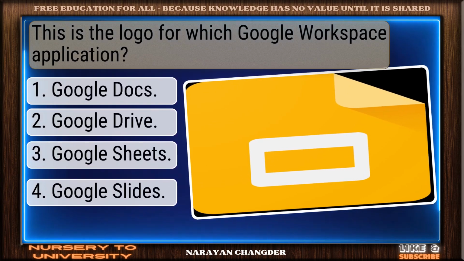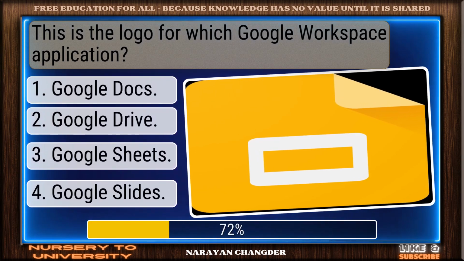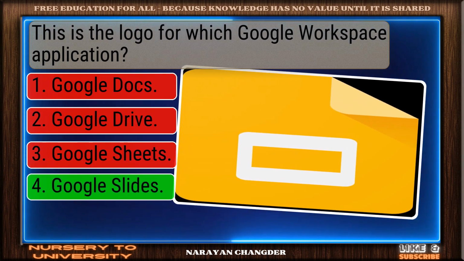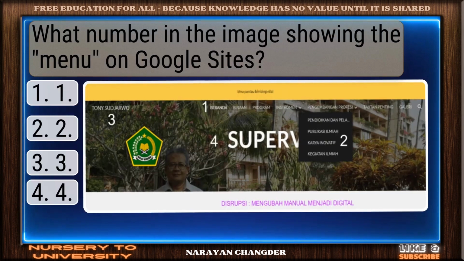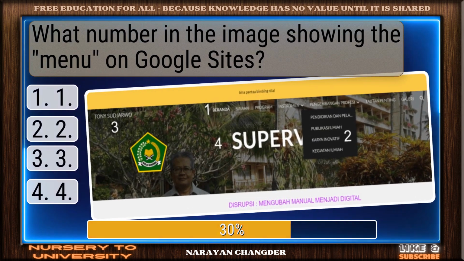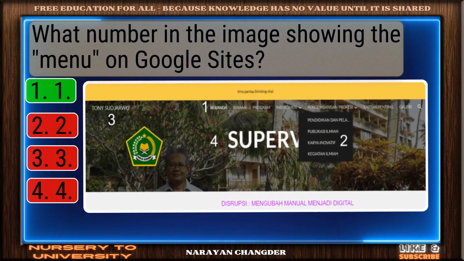This is the logo for which Google Workspace application? Right again. Google Slides is a valid answer. What number in the image shows the menu on Google Sites? Correct. 1 is the right answer.